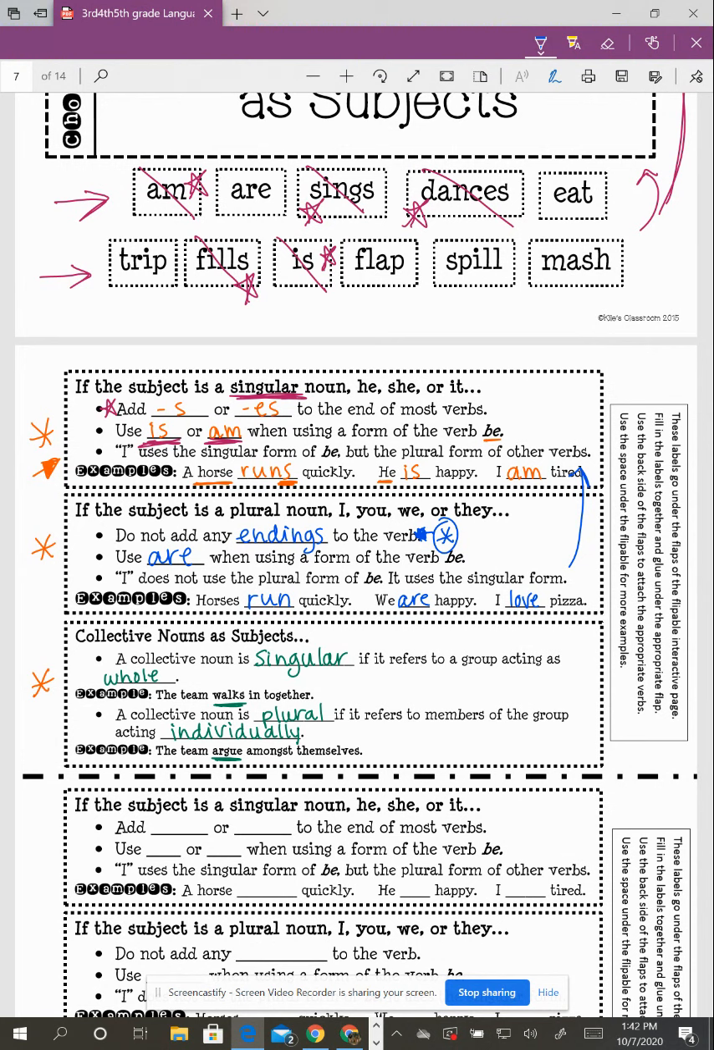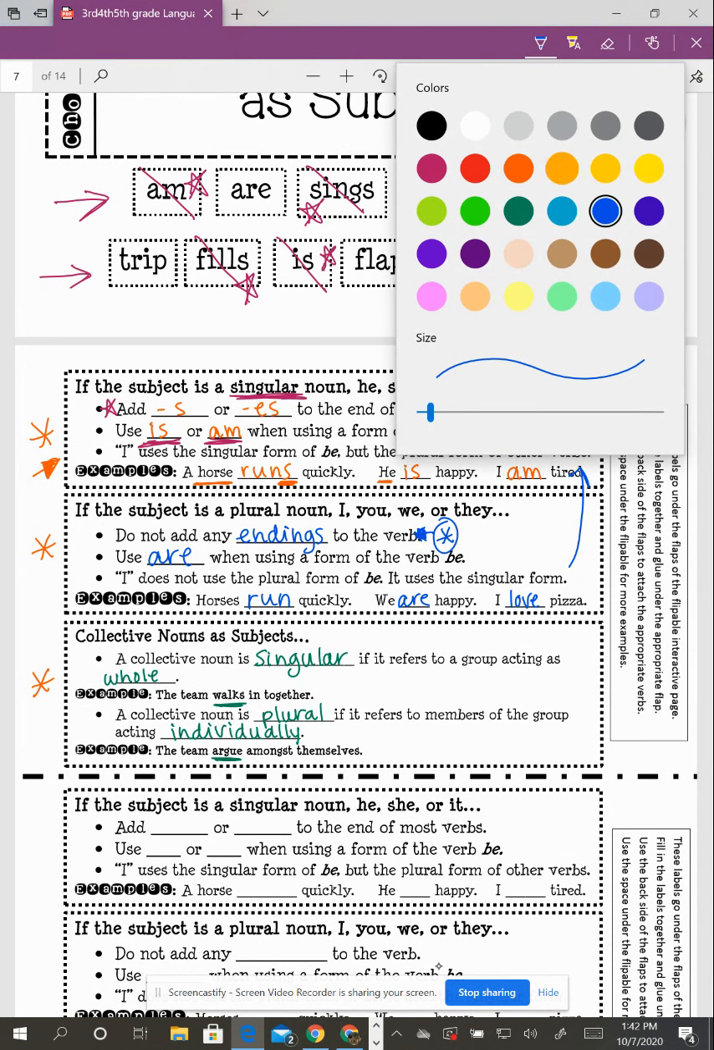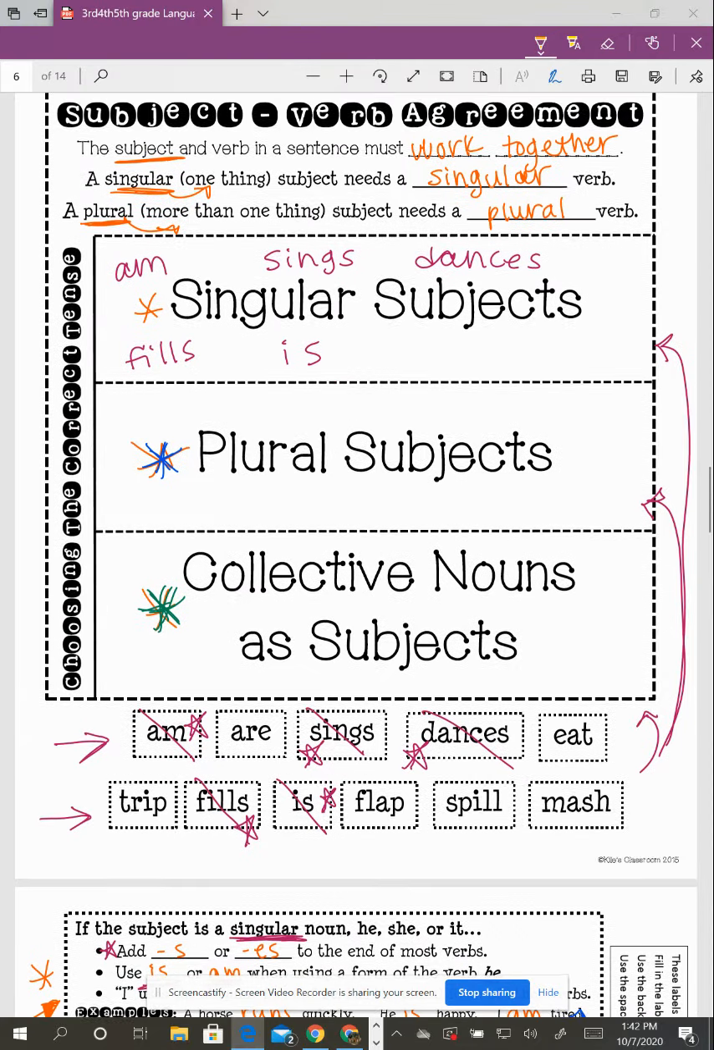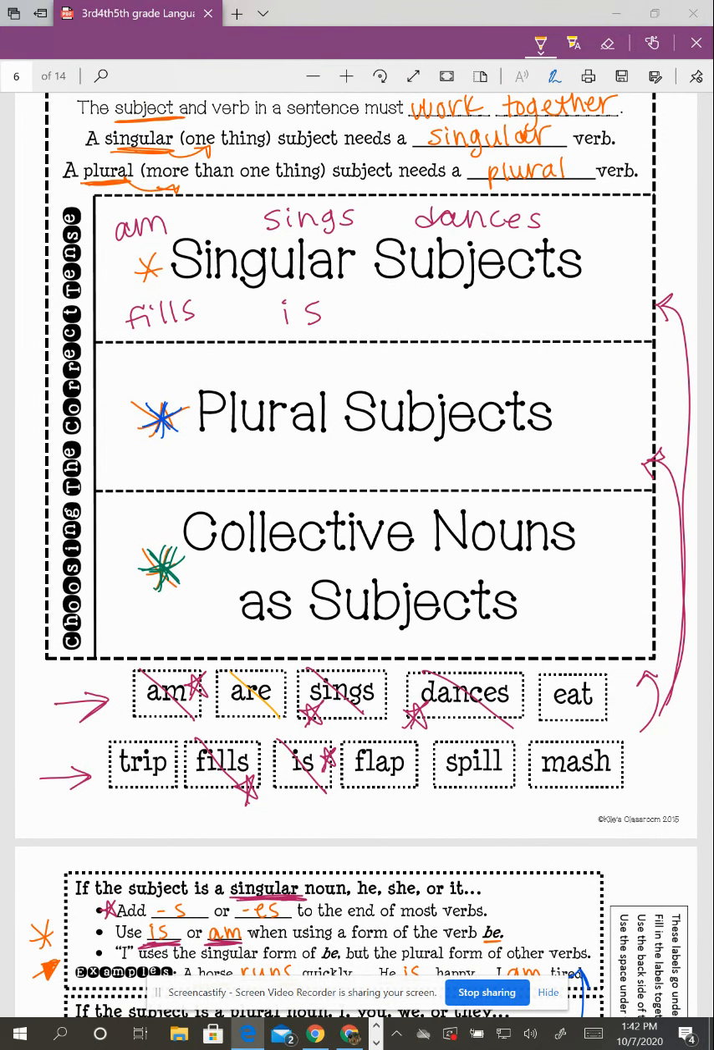Now for the plural flap, you're going to put the following, okay? The rest of these should be plural. Are, eat, trip, flap, spill, and mash. If we look at our rules that we have for plural subjects, we do not need any endings on the words, and we also use the word are as our form of be.